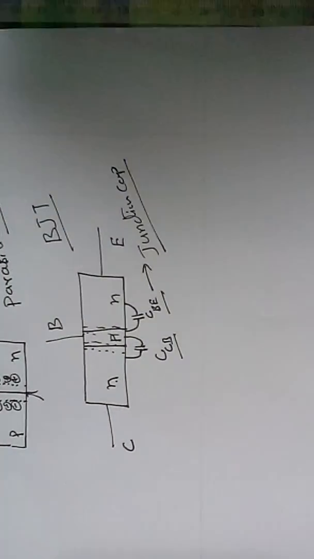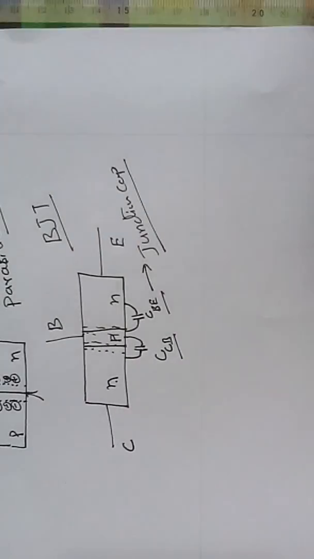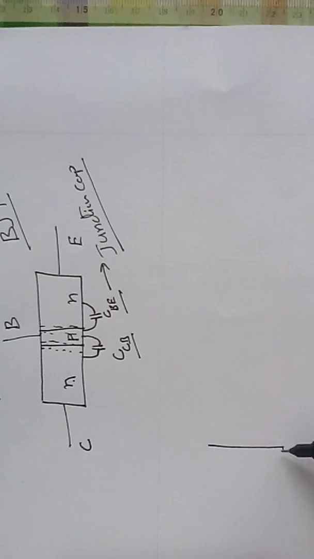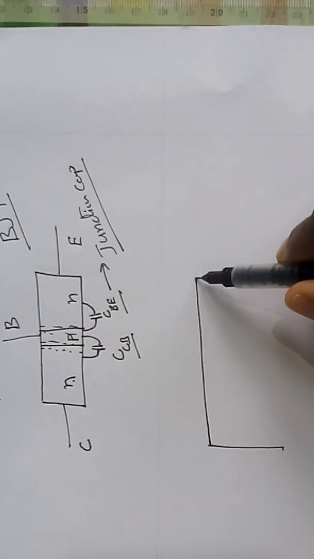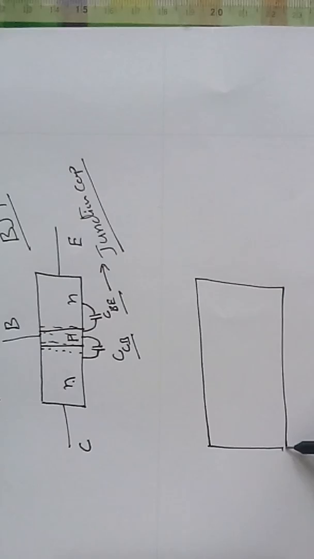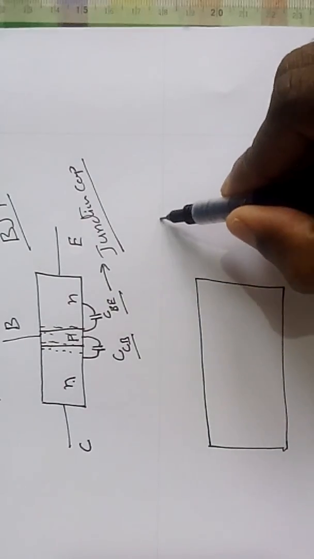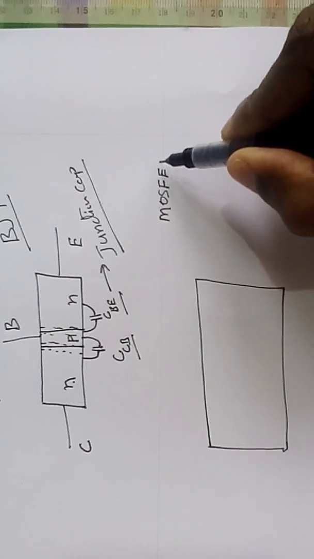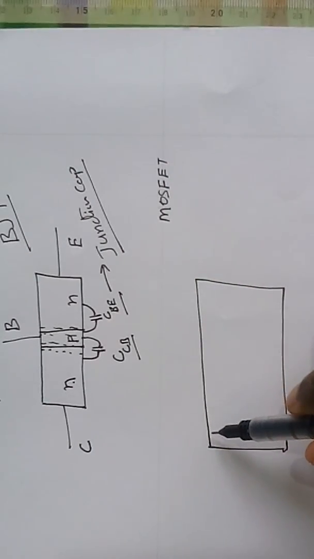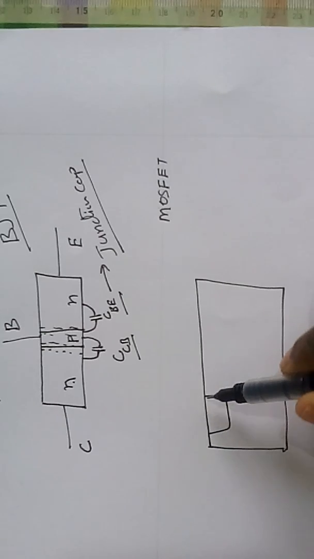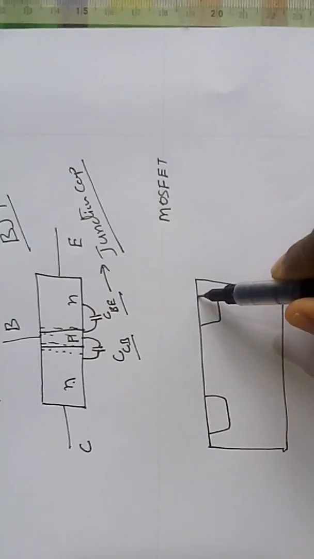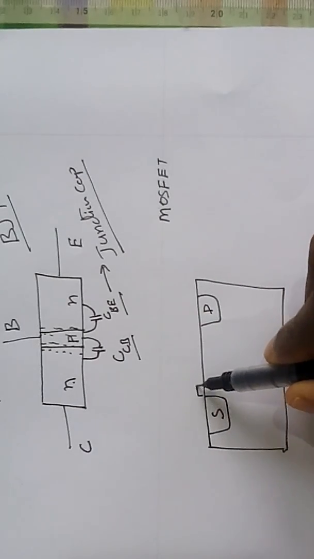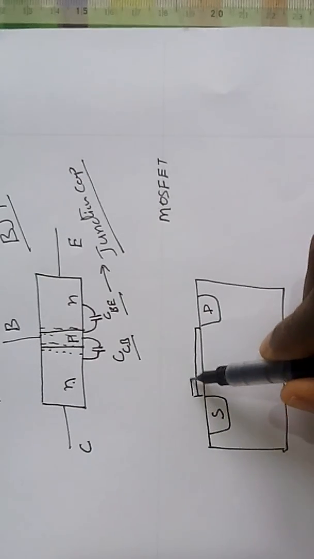Similarly, we'll see one more electronic device, which is prominently used in present circuitry, that is the MOSFET. In a MOSFET also we are going to have these parasitic capacitors. You'll be learning in later classes what a MOSFET is. It consists of a source, a drain, and a gate structure.